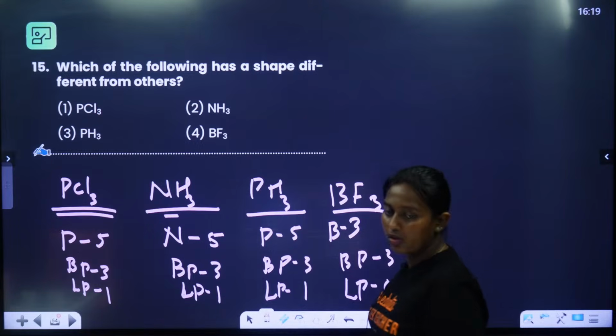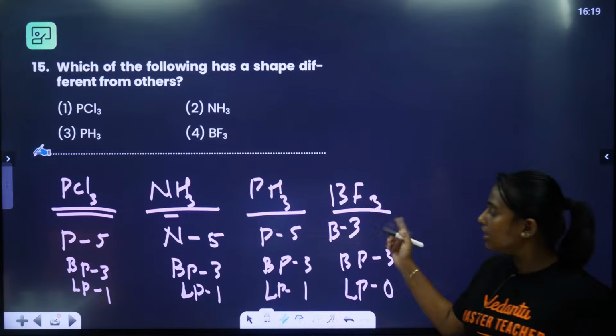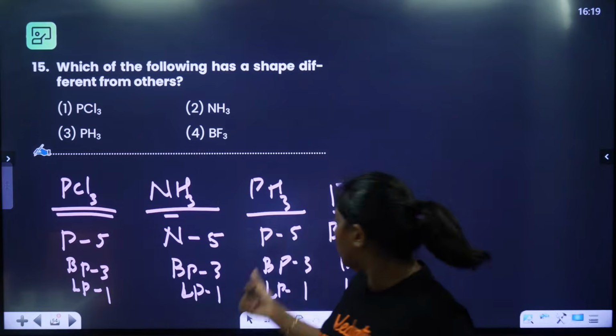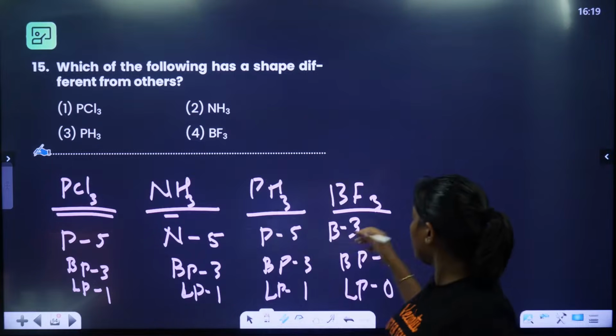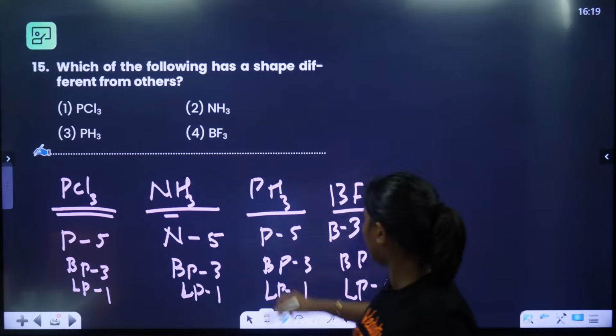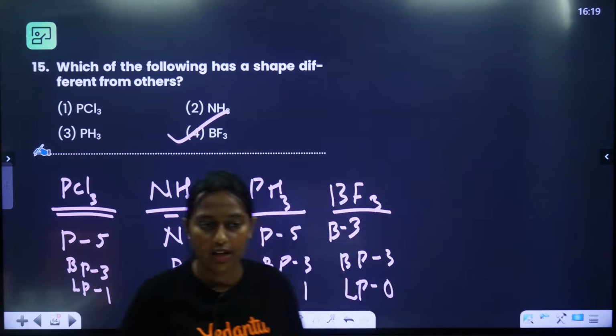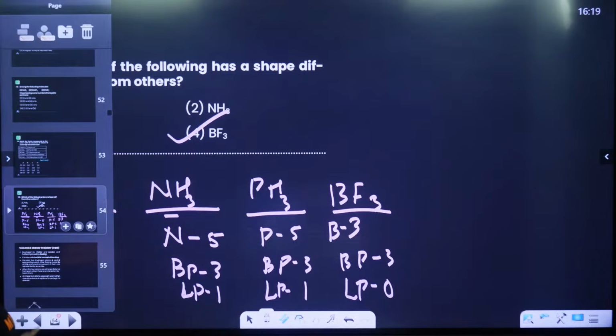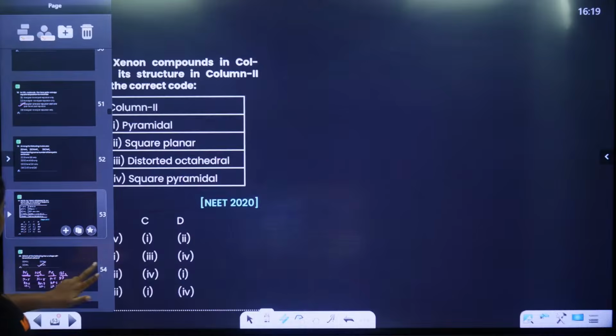Okay, only 3 electrons are there in the outermost shell and those 3 electrons are bonded with 3 fluorine atoms. So there is no lone pair, it is 0. So correct answer is 4. Okay, correct answer is 4. Then I will give you another question. So this is the question.